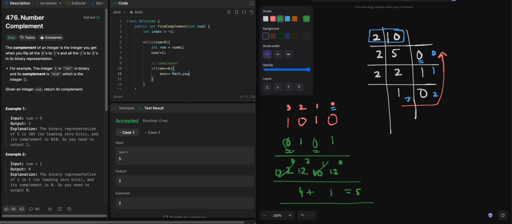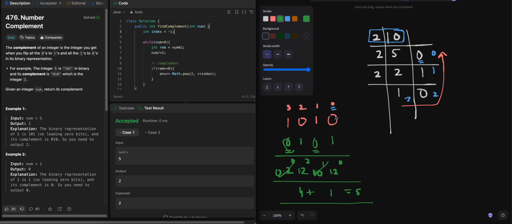Math dot power, we are using whose power? 2 to the power of count, or you can say to the power of index. Whatsoever is the index value, that we are going to add it here. But since our value is -1, first we have to increment this index so that it will become 0.